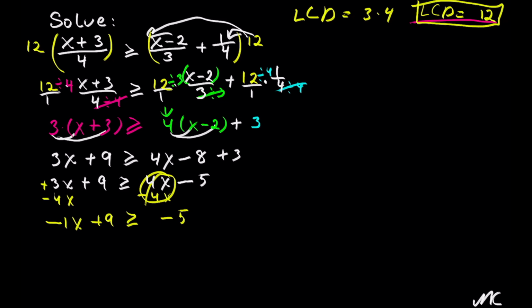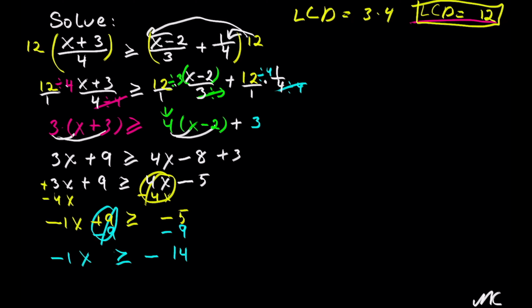To solve for x, let's subtract 9 from both sides, and we get negative 1x. 9 minus 9 adds up to 0. Is greater than or equal to. We have negative 5 minus 9, same sign. We calculate the sum, and the sum will be negative. The sum of 5 and 9 is 14.